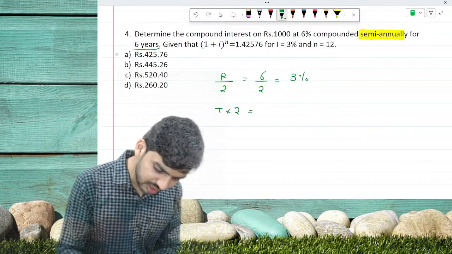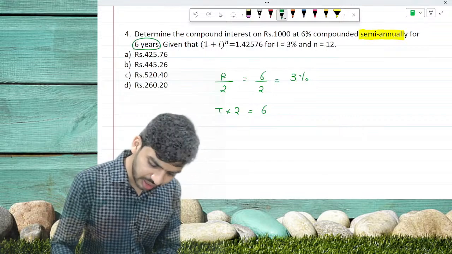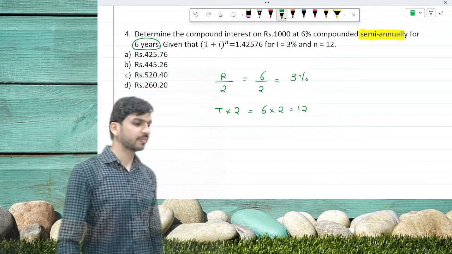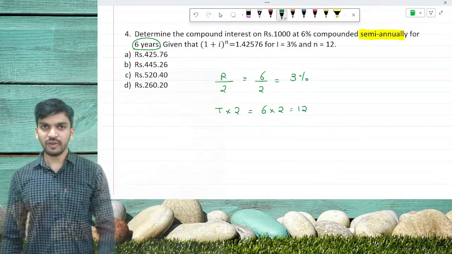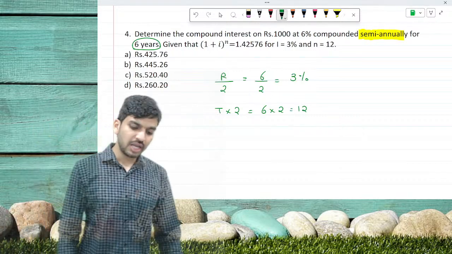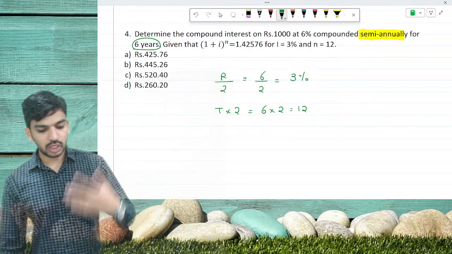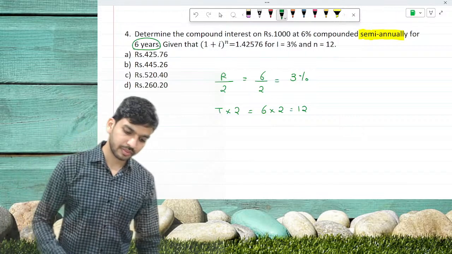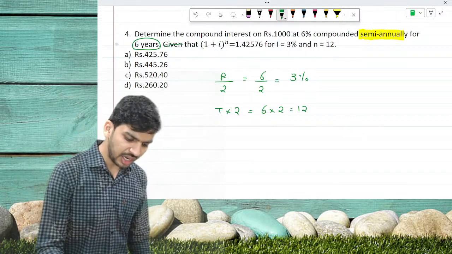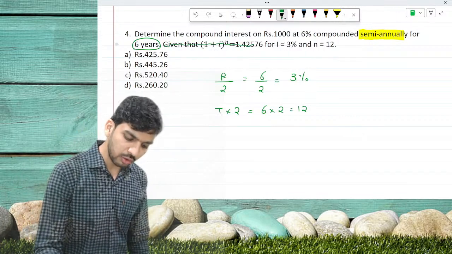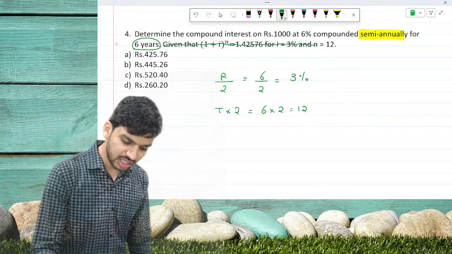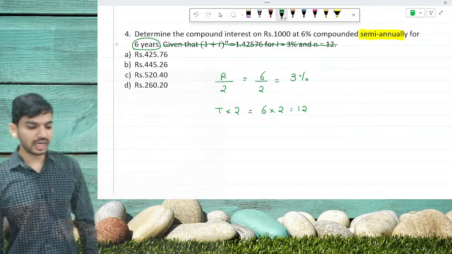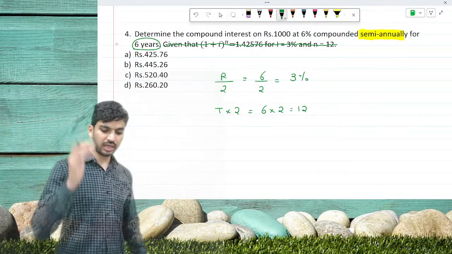That means they have given 6 years. That means 6 into 2. It will be 12. So we got new rate of interest. We got new time. So now what we need to do? We need to find out. See, this given data is just for your confusion part. So just erase this part. So now what we need to find out, determine the compound interest.